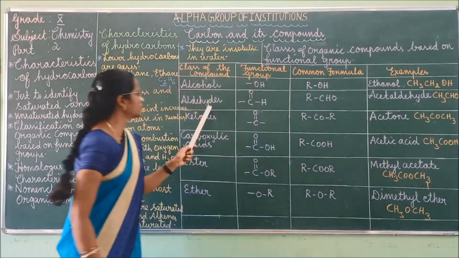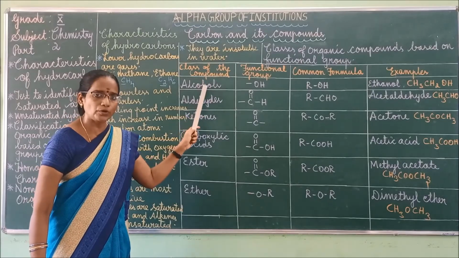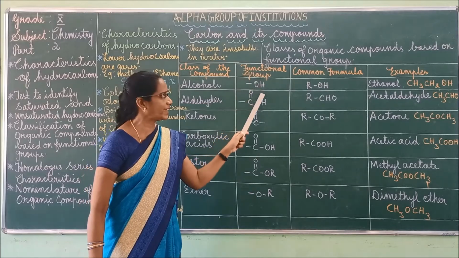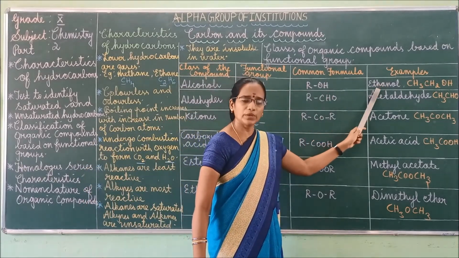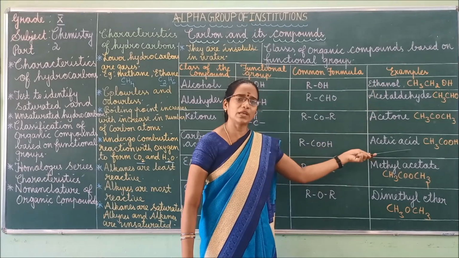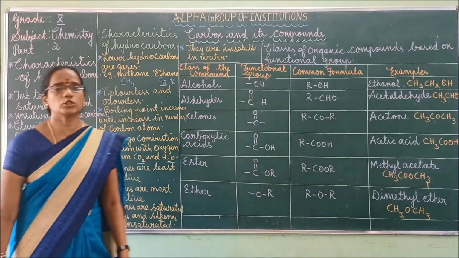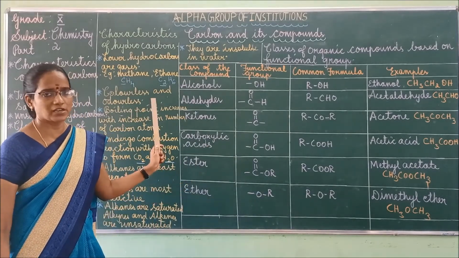Once again, the class of the compound is alcohol. Its functional group is -OH. The common formula is ROH. The example is ethanol, whose formula is CH3CH2OH, or we can write C2H5OH. That is ethyl alcohol, an example of alcohol.